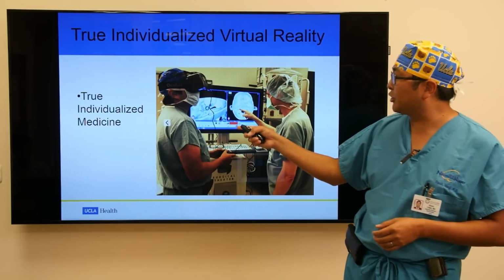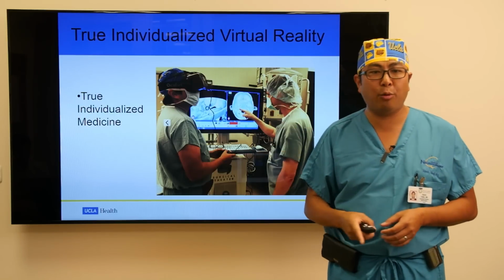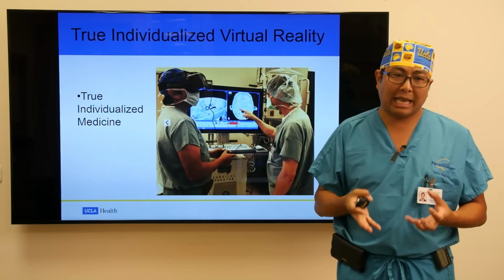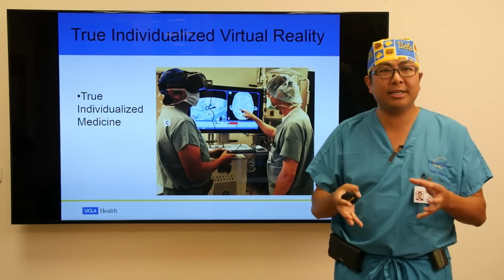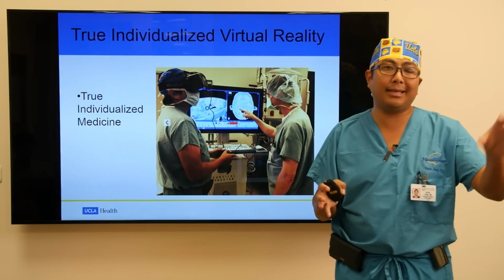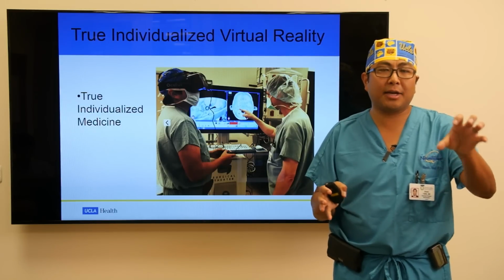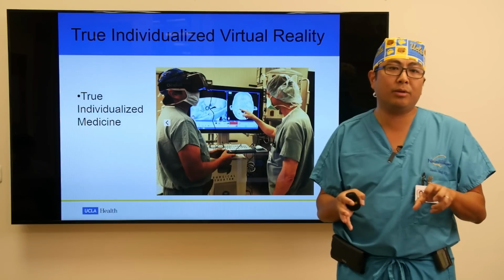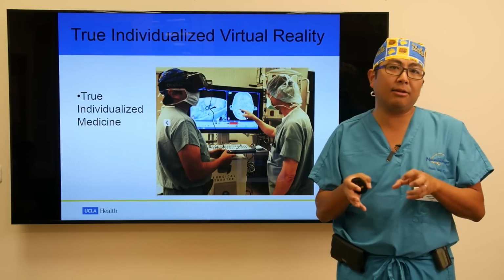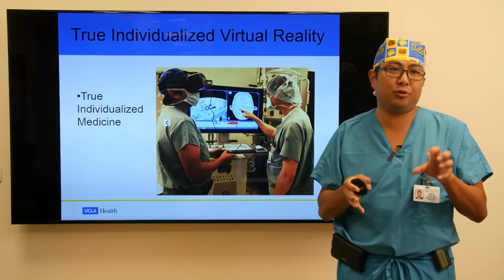And so this is a picture of me and Dr. Gopin. This is me wearing the virtual reality headset. This is really individualized virtual reality. We aren't just using an atlas or a general picture saying, well, it's kind of here and it's kind of in that direction. What we're doing is individualized surgery. We're focusing our surgery, we're tailoring our surgery to each individual patient.